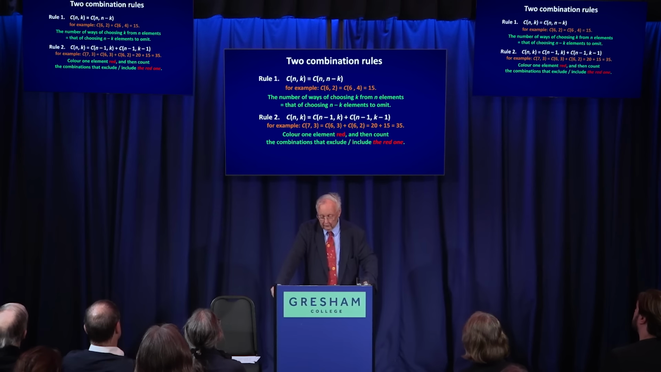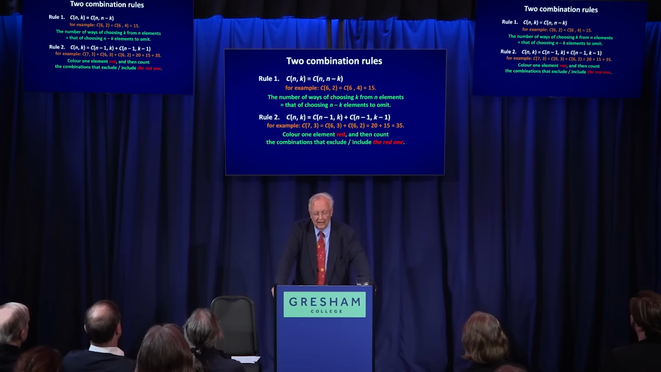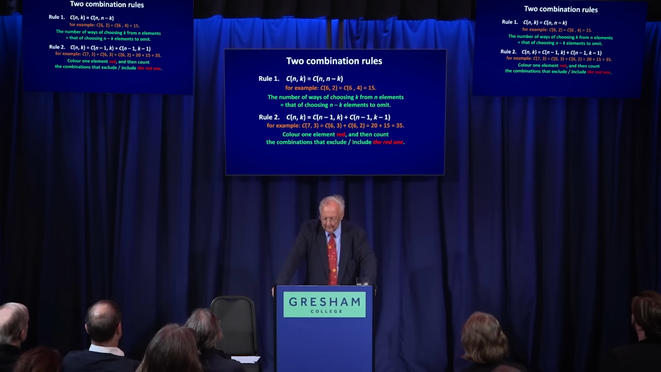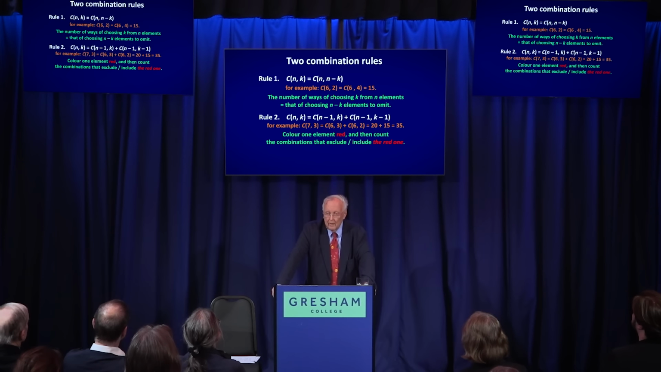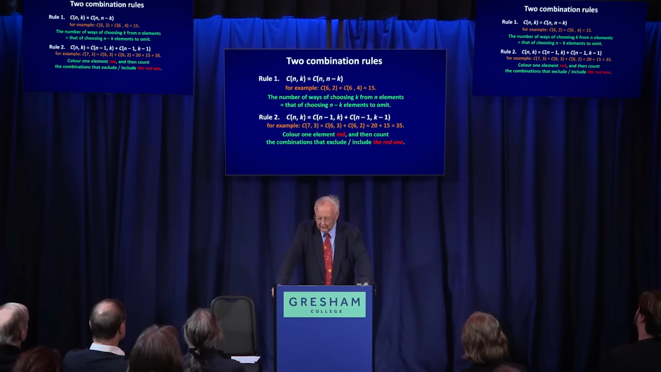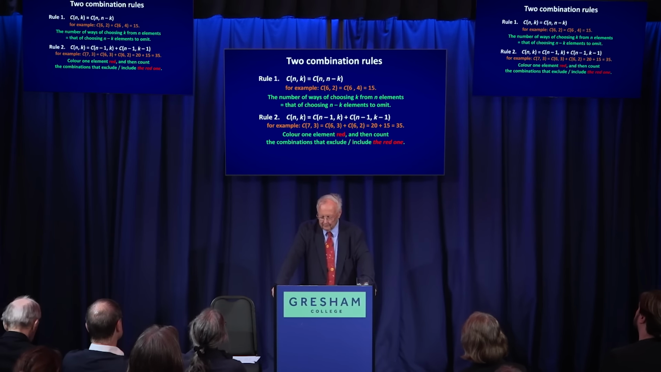Rule 2, our chosen equation, states that Cnk is Cn minus 1 k plus Cn minus 1 k minus 1. For example, if we wanted to know C73, the number of ways of choosing 3 out of 7, it's C63 plus C62, which is 20 plus 15 by Susruta's results, and that's 35. And again, we can prove this by algebra, but a combinatorial approach gives more insight.